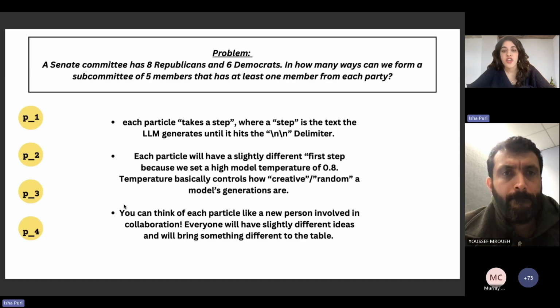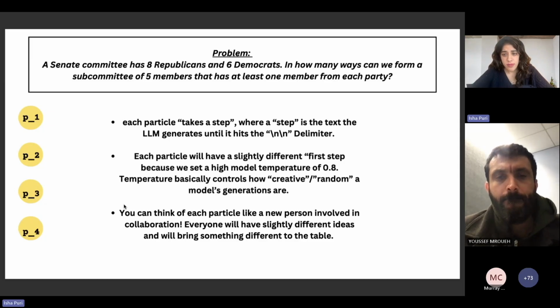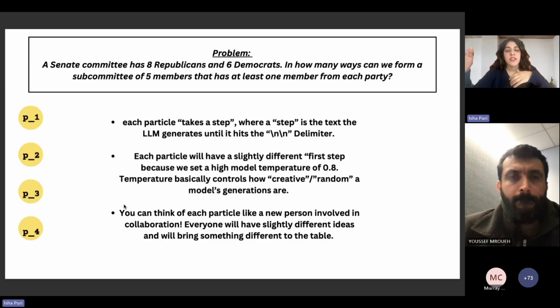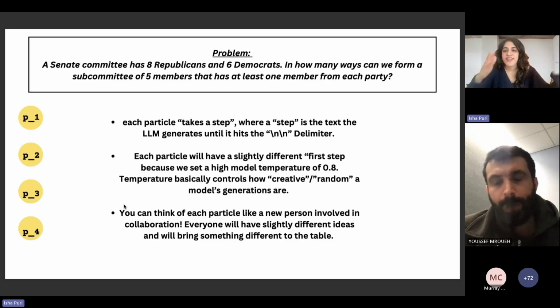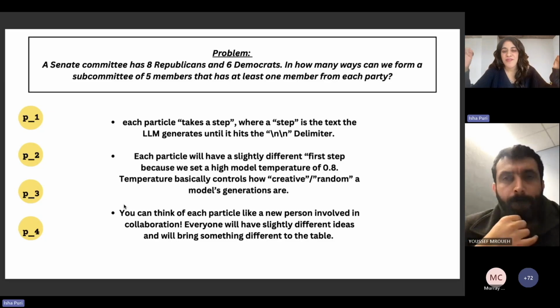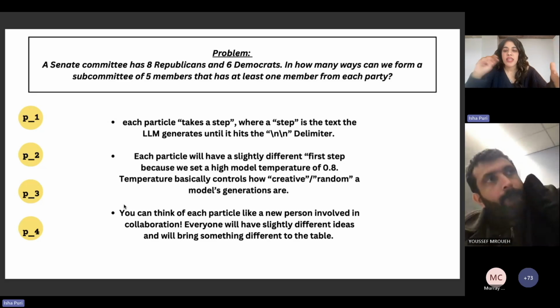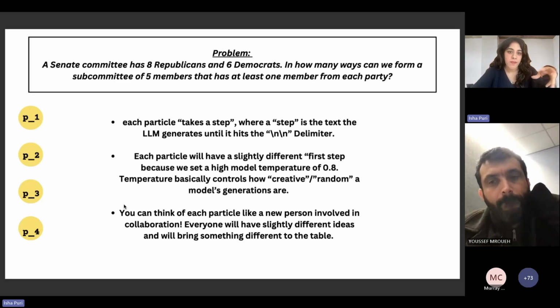So each particle is actually going to have a slightly different first answer because we set a relatively high model temperature, and model temperature controls how creative or random a model's generations are. So with a relatively high model temperature, it's much more likely that each answer is going to be a little bit different. And in our school teacher metaphor that we're using for this entire talk, you can think of each particle like a new person involved in a collaboration. Everyone's going to have slightly different ideas and bring something different to the table.